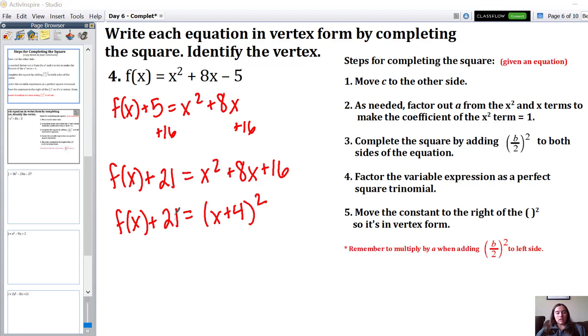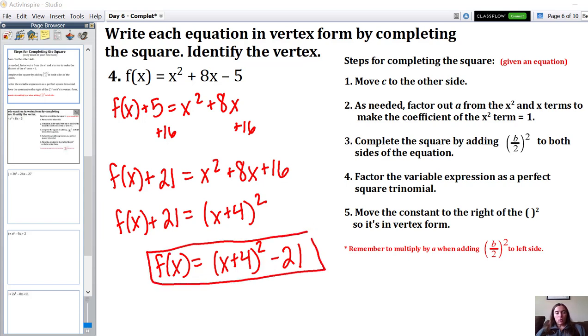Lastly, we're going to take this constant and move it back to the other side so that f of x is by itself. So we're left with f of x equals x plus 4 squared minus 21, and now our equation is in vertex form. So for example, the vertex of this quadratic, we switch the sign for h, we keep the sign for k. That is our vertex.